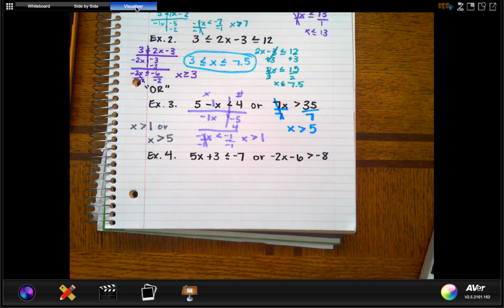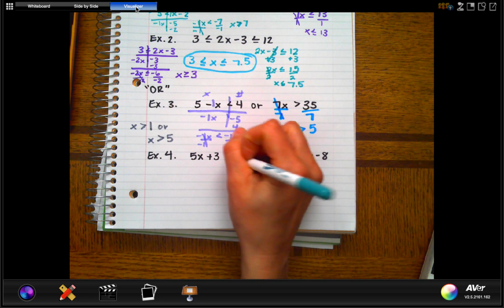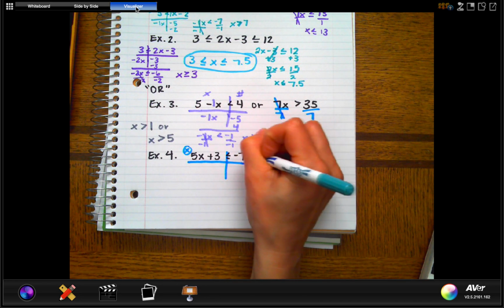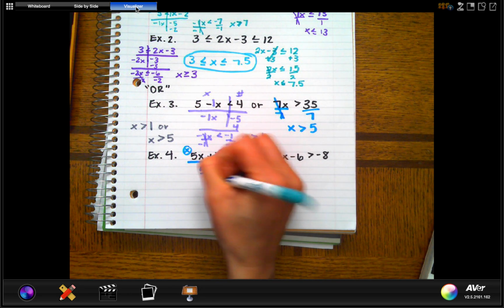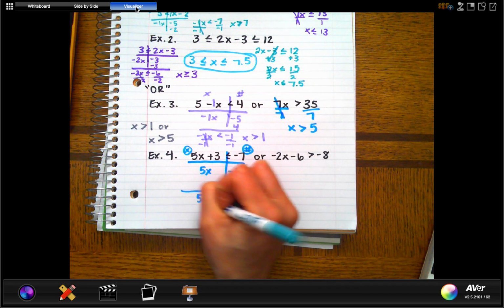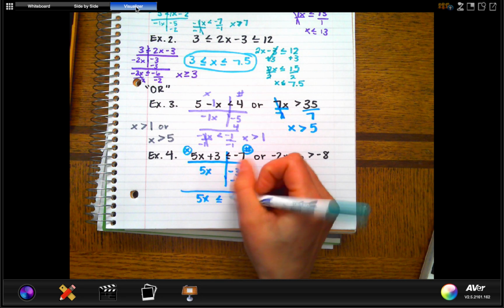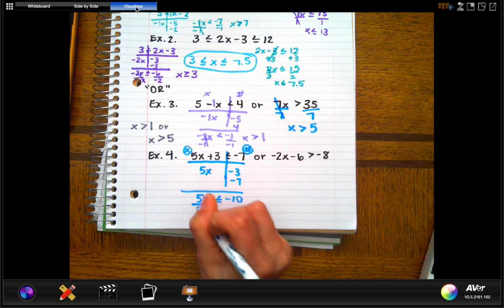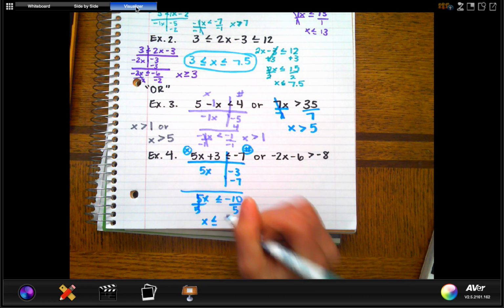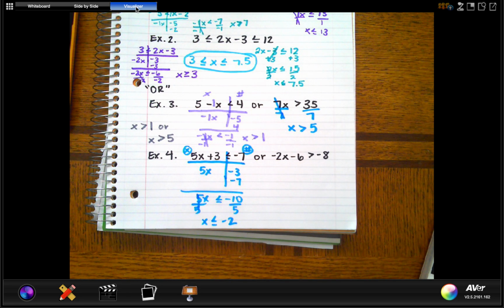All right, last but not least, solving another or. So again, they're already separated for you, so I will start this one with a t-chart like I have been doing on the left side. X stays here, number over here. 5x comes down, 3 becomes negative, 7 stays negative. I end up with 5x is less than or equal to negative 10. I'm going to divide by a positive 5, which means I'm going to keep my inequality facing the same way. X is less than or equal to negative 2.